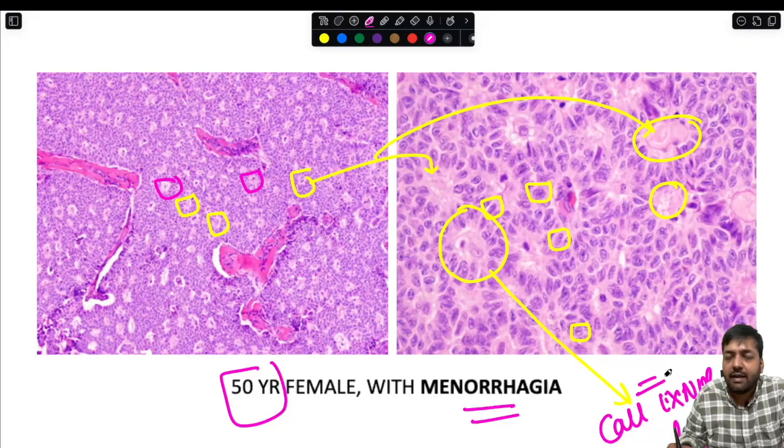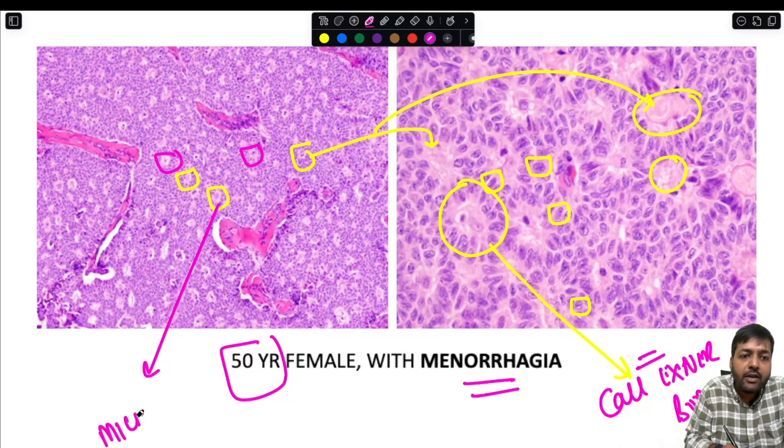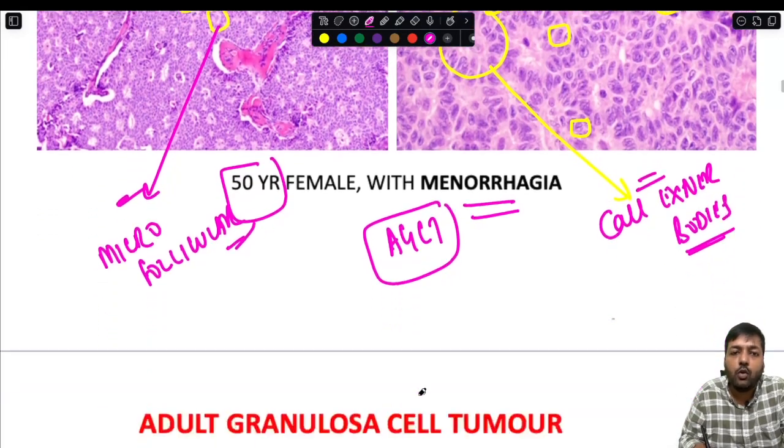So now you must have guessed the diagnosis. So this is the classical characteristic microfollicular pattern. Okay, and what is the diagnosis? The diagnosis is adult granulosa cell tumor. Okay, adult granulosa cell tumor of the ovary.